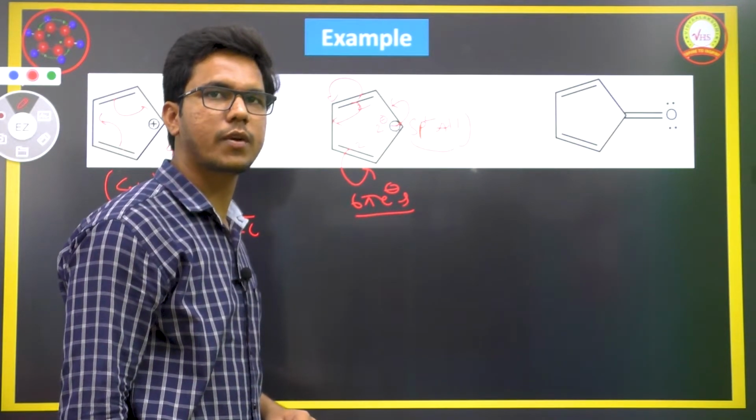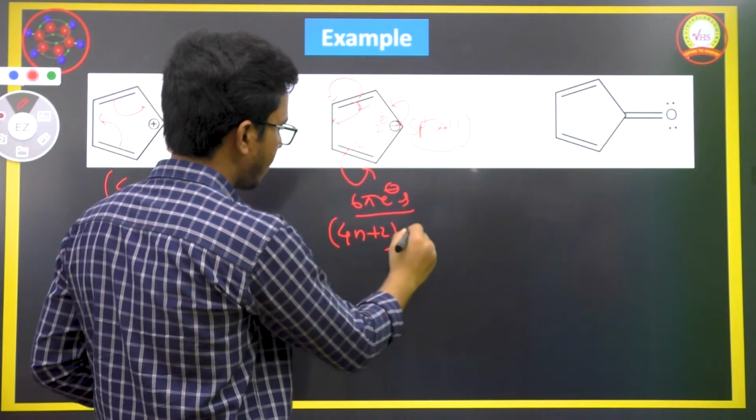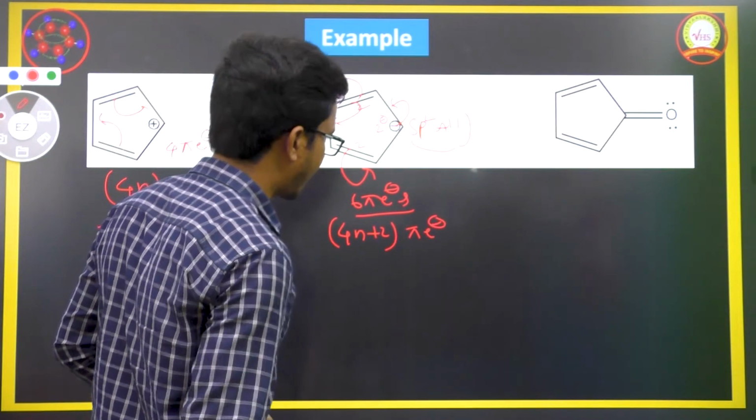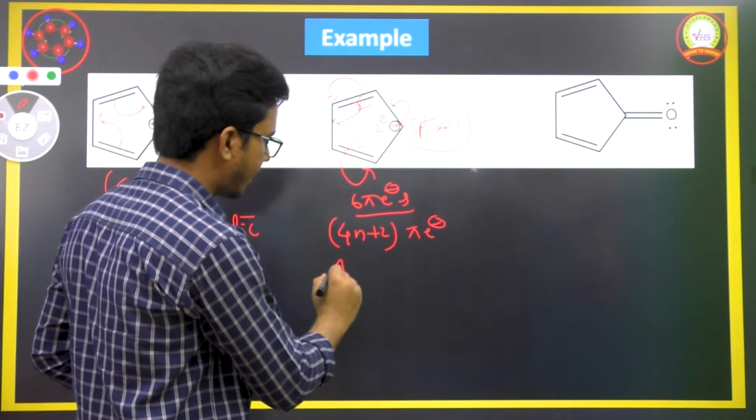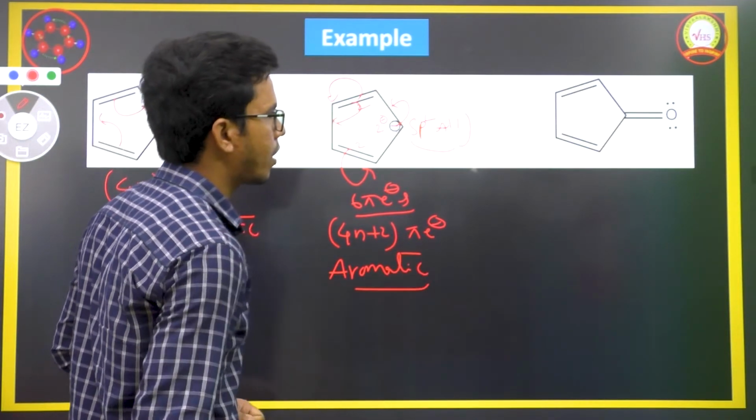6 pi electrons means what? It is satisfying a rule called 4n plus 2 pi electrons. A 4n plus 2 pi electron system comes under aromatic, right? That's what it is: an aromatic compound.